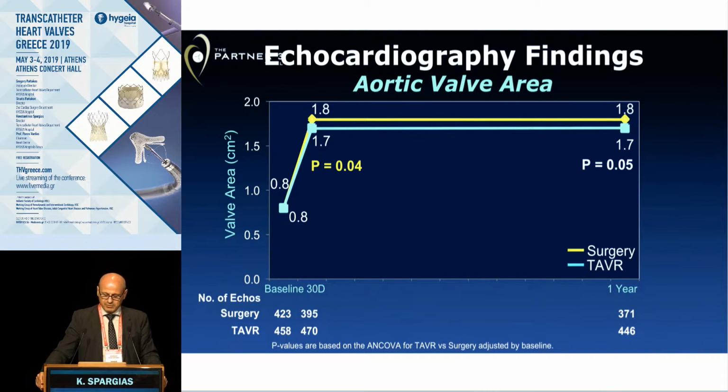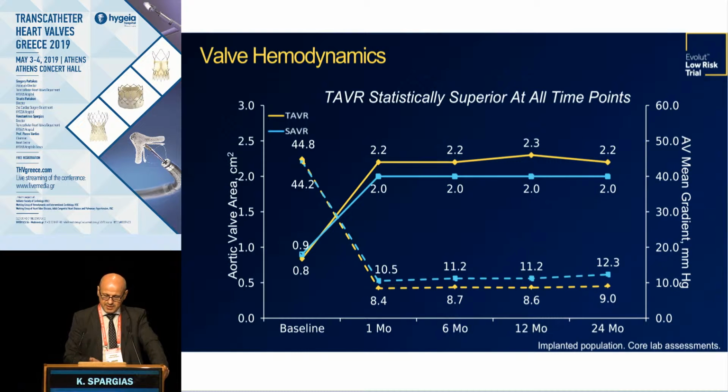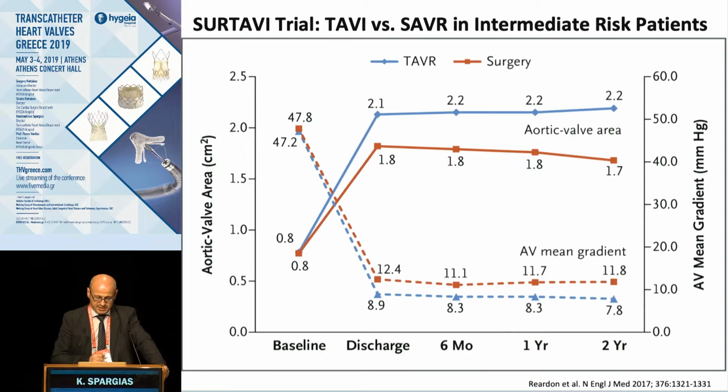And what about the effective orifice area? This is the PARTNER 3 study, the results on the orifice area with the SAPIEN valve, an annular design. It went from 0.8 to 1.7, which as all these years we have seen is the difference between SAPIEN valves and self-expanding Medtronic valves. In the Evolut low-risk trial, the same type of population, with this valve we had a 2.2 effective orifice area. In SURTAVI, again, we had a 2.2 effective orifice area.